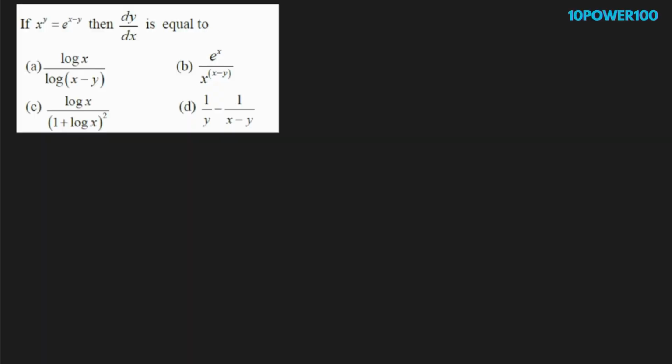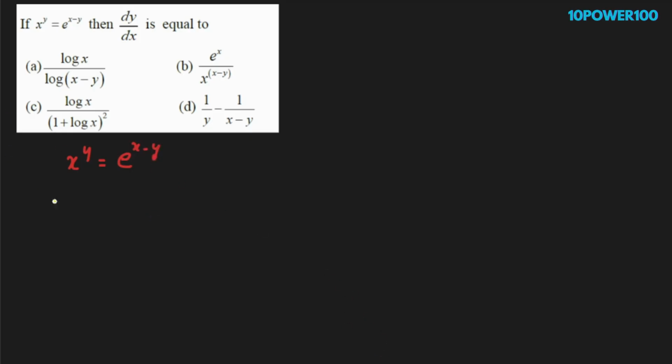Next question. If x power y is equal to e power x minus y, then dy by dx is equal to. So let's see how to solve this. First, I'll take the functions: x power y is equal to e power x minus y.